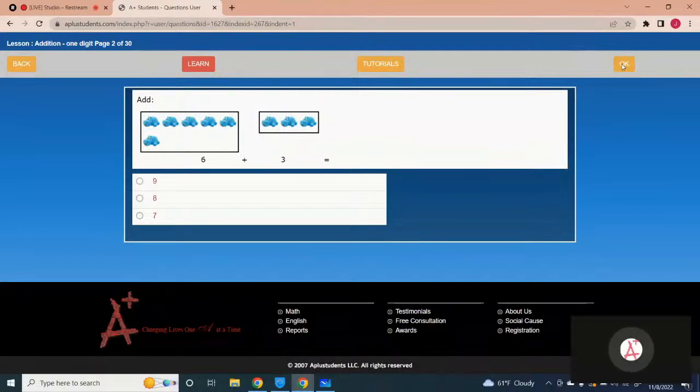Okay, the next one is 6 plus 3. So 6 plus 3 makes, count them together and let me know the answer. Very good, Alex. 6 plus 3 makes 9. Very good. It is 9. Just select the correct option, then click on the OK button. What happened, BC?